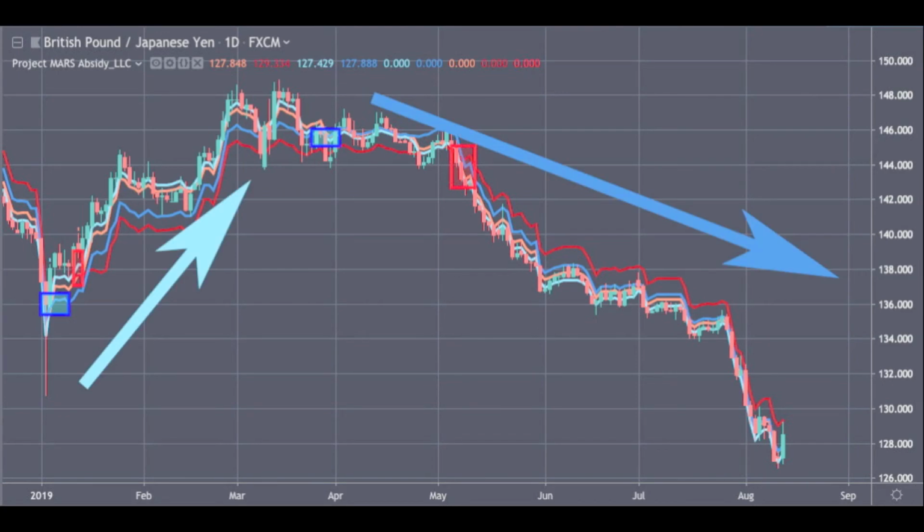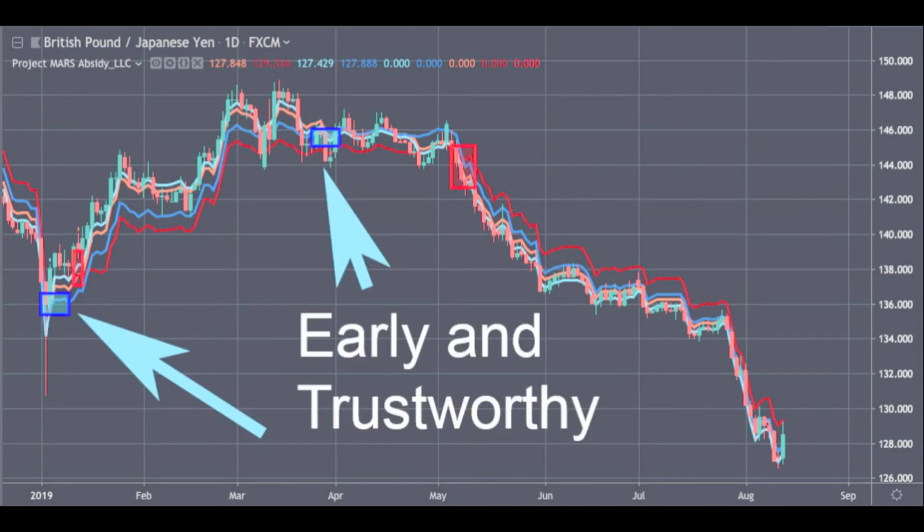You can see that we got our first long signal at the beginning of 2019 when the light blue line went over the dark blue line. Then, while the market was ranging from March until May, we only got one short signal that was just before April. From there, it was a fully downward market. The blue lines work together to give us early signals of when possible trends are emerging.